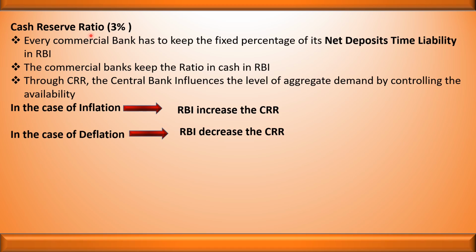The day I am recording this video, the cash reserve ratio is 3%. Remember one thing, monetary policy is a bi-monthly policy. It means after every 2 months, the RBI reviews the policy. They decide whether they will change the cash reserve ratio, liquidity ratio, or whatever, or they want to continue with the same rate.